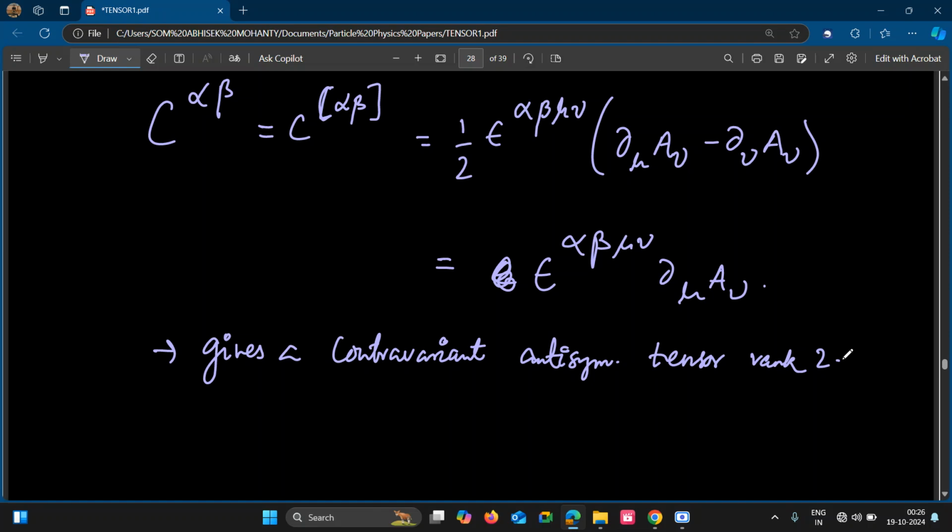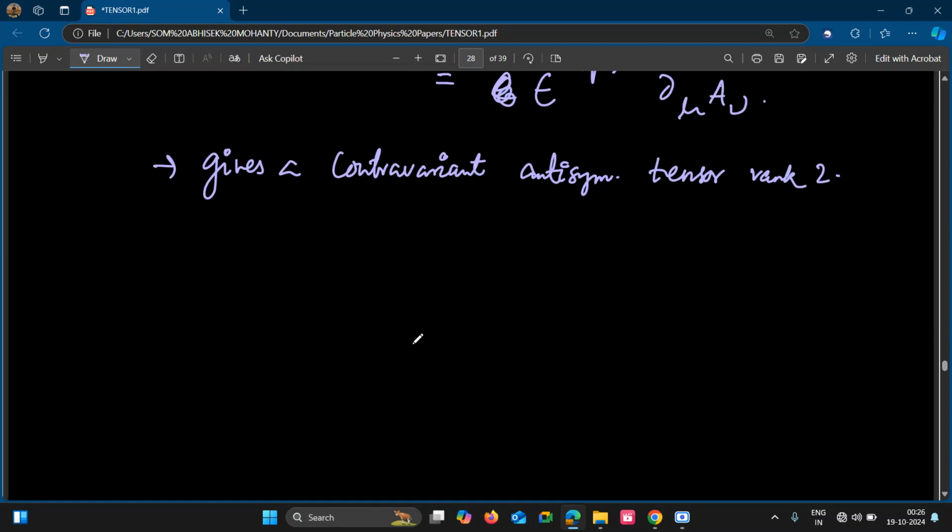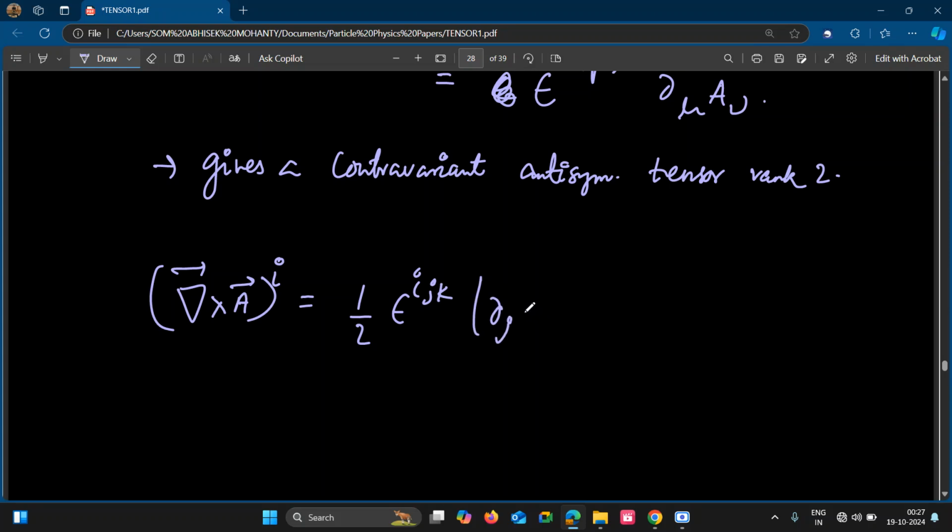Okay, next. Suppose I write the curl. It will be something like this: half Levi-Civita ε_ijk (∂_j A_k minus ∂_k A_j). So this will be ε_ijk ∂_j A_k. Right.